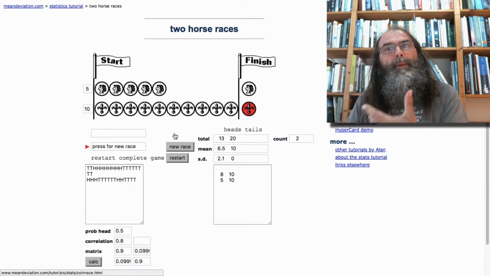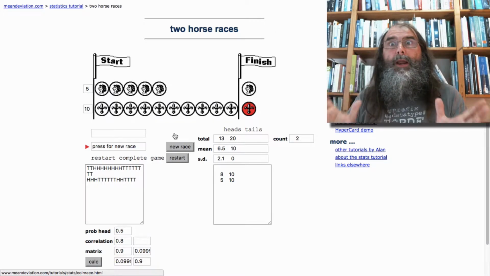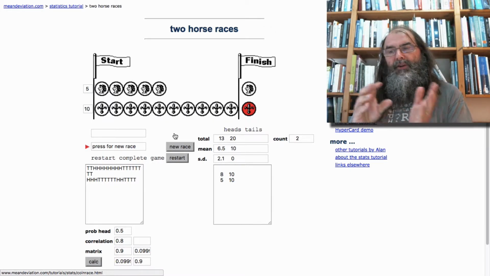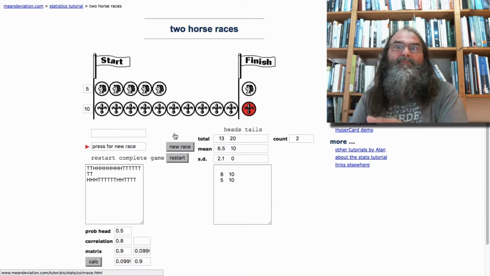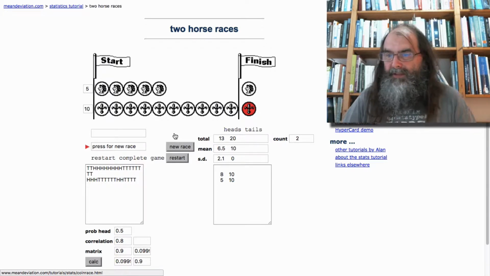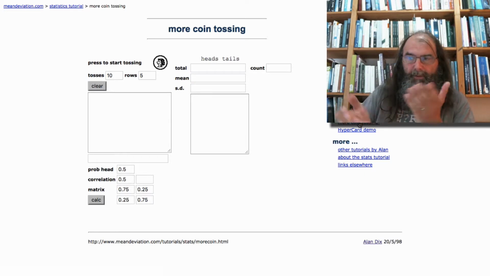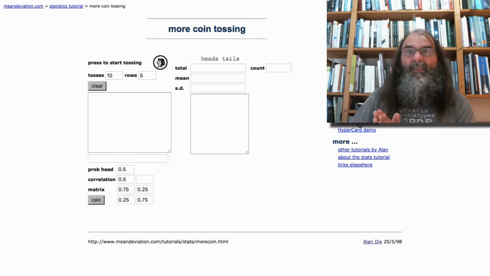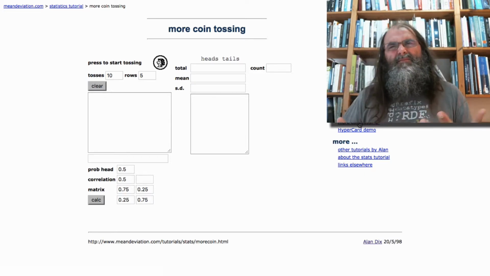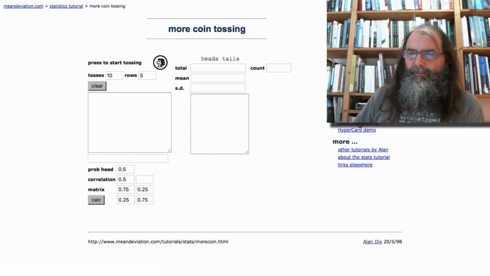So to get a better sense of what it's like when you do really lots of coin tossing, I've got a second page which basically does this a lot quicker. So let's have a look on the second page. It's going to look very much the same. So here we are on the second page. It calls itself More Coin Tossing. I mean, really inventive naming going on here.